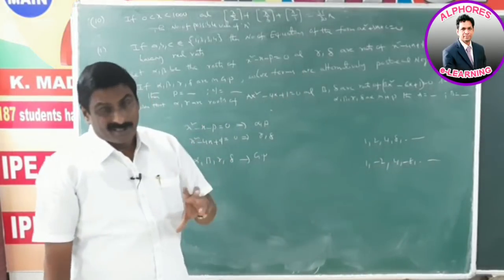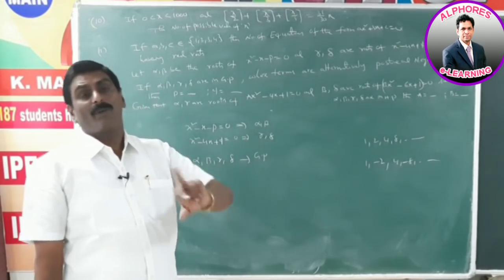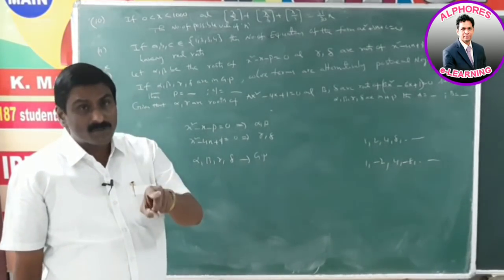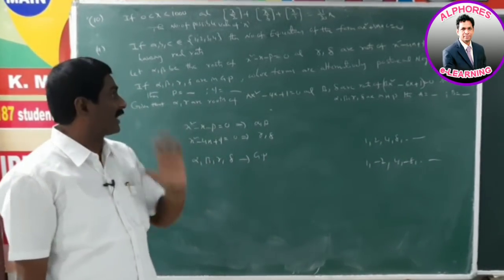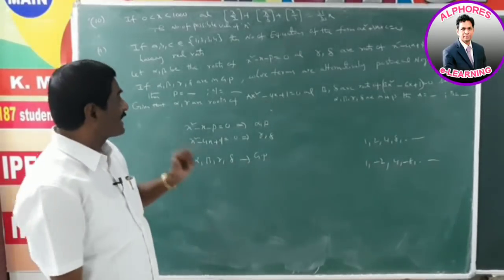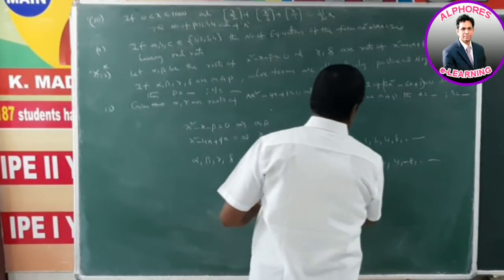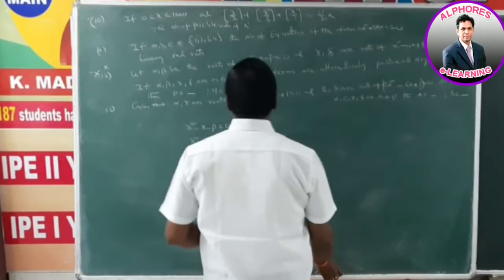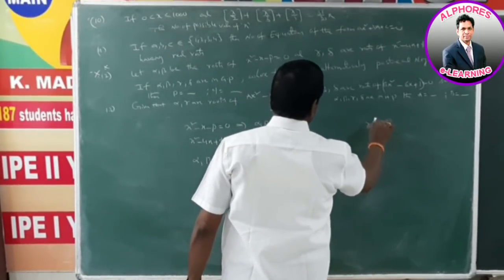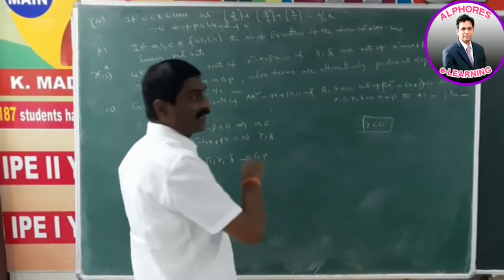If the terms in the GP are alternately positive and negative, then R, the common ratio, must be negative. It is very, very important. Since the terms in the GP are alternately positive and negative, that means R is less than 0. Very, very important.